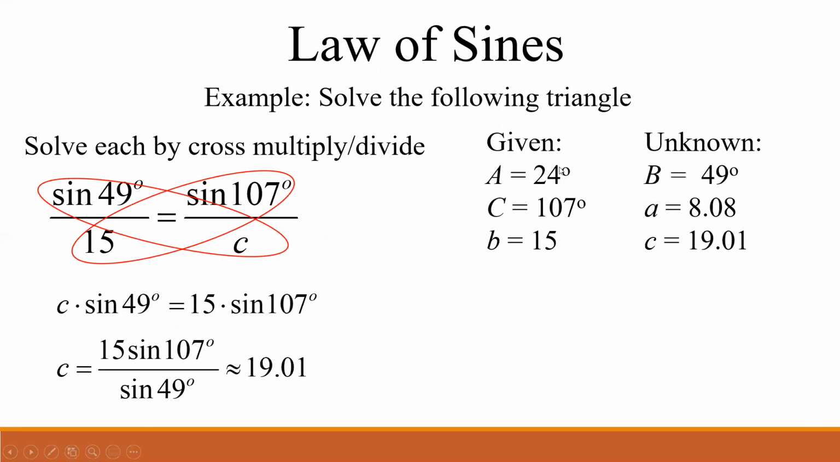Okay, so we have what we have given. We draw the triangle. We find the third angle right off the bat. Then we set up our two proportions. And then we just cross multiply and divide to find the two sides, pop them in the calculator, use degrees, make sure your calculator is set up correctly, and you're done.